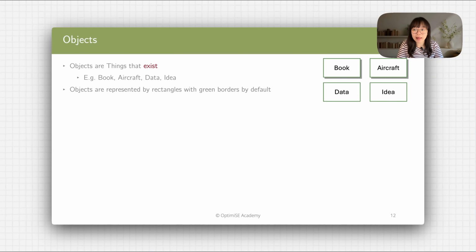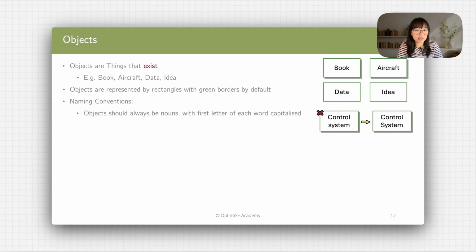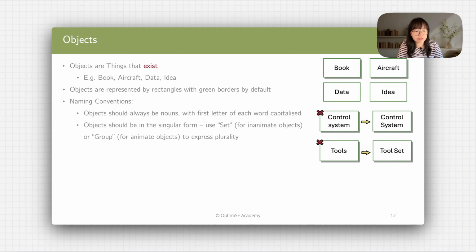this is the case? In terms of naming conventions, objects should always be nouns with the first letter of each word capitalized. So if you have control system here, where system is not capitalized, you should capitalize the word system. And secondly, objects should be in the singular form. So if you have tools, you should say tool set instead, or if you have passengers, you should name it passenger group instead. The convention is to use the word set for inanimate or non-living objects and use the word group for animate or living objects to express the plurality.